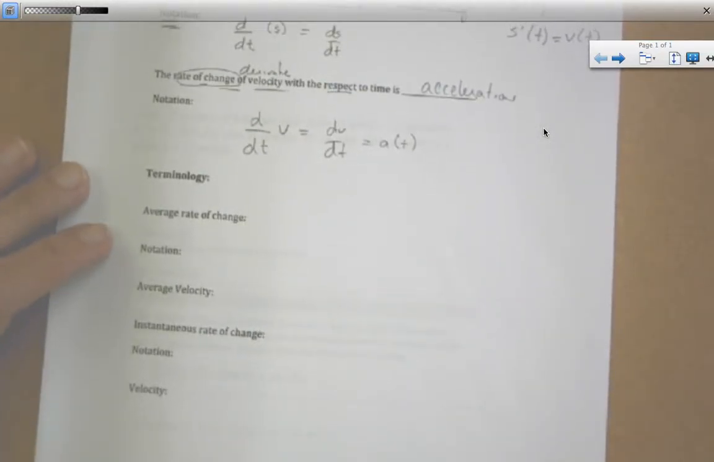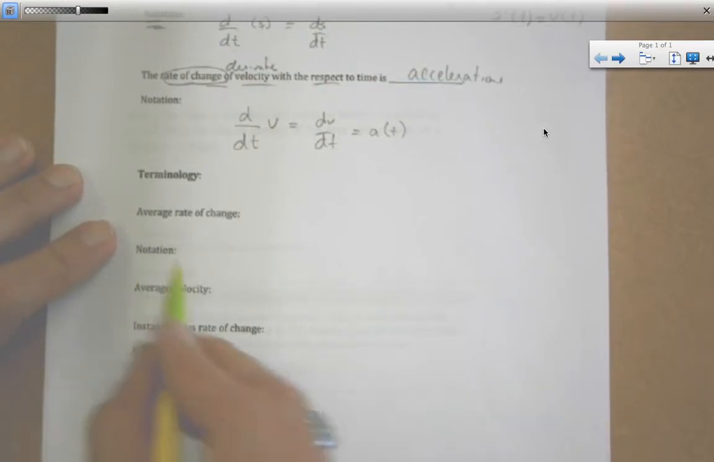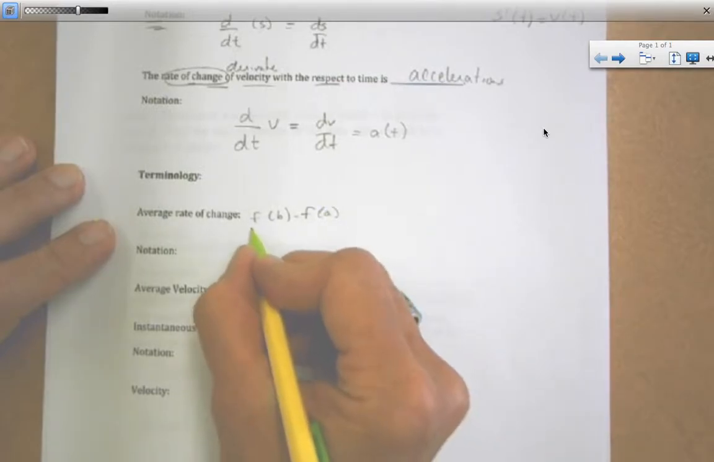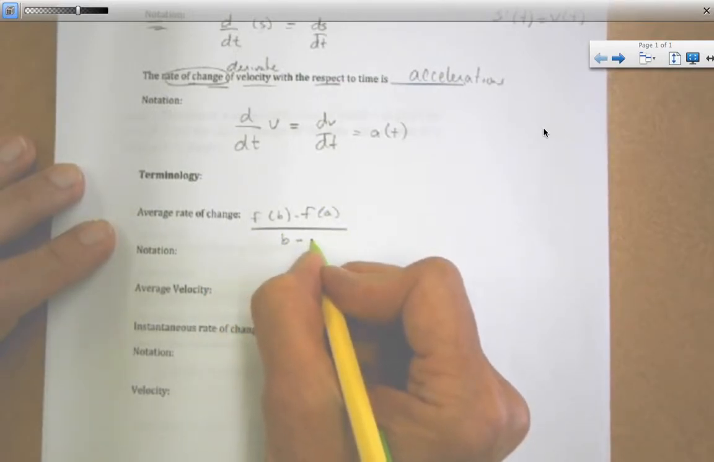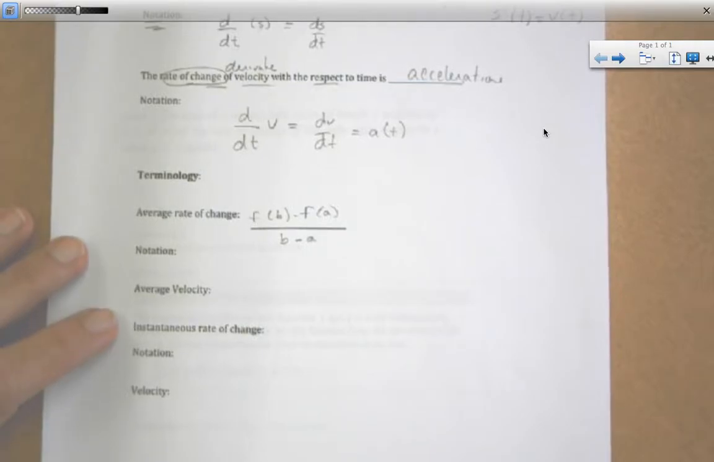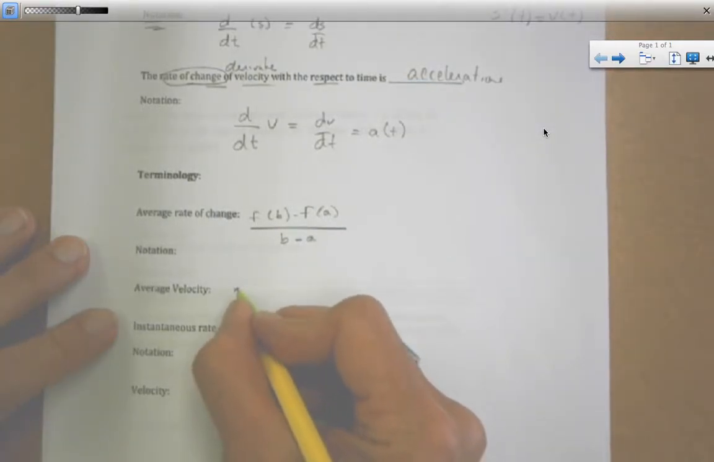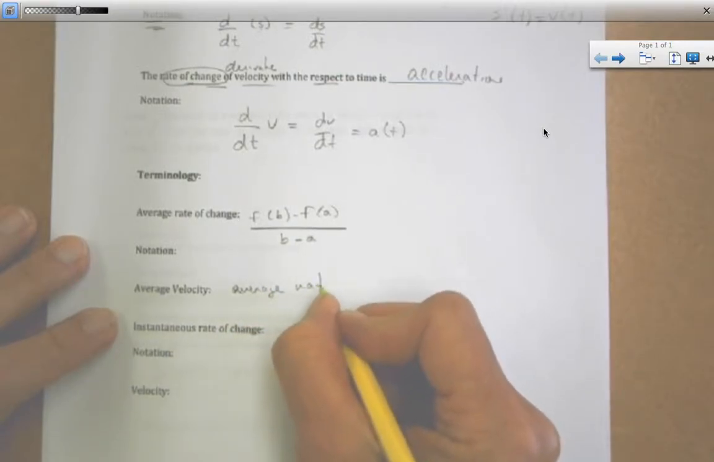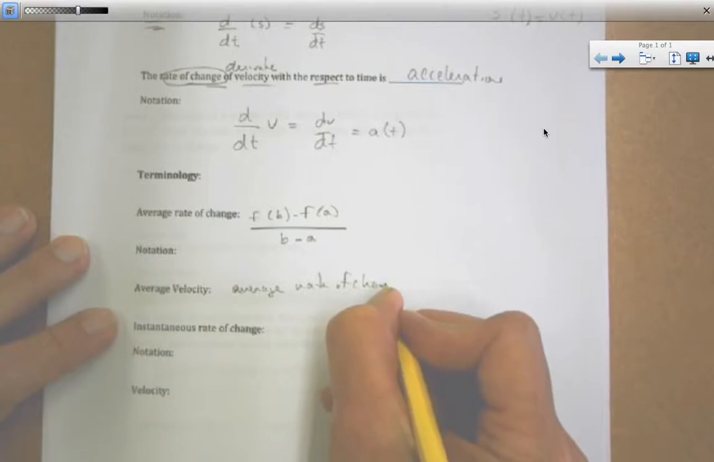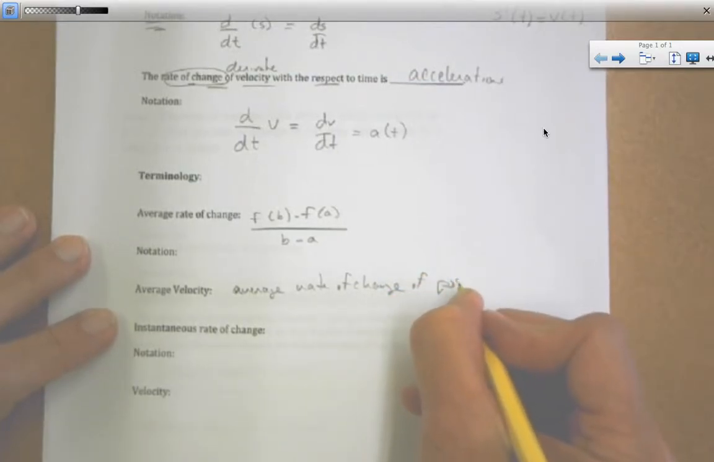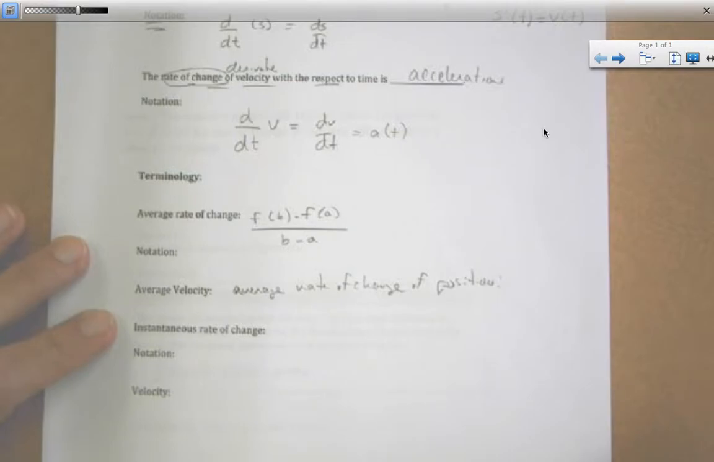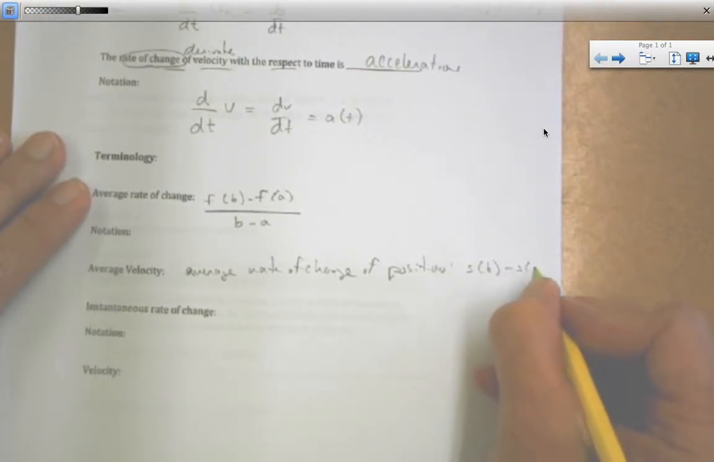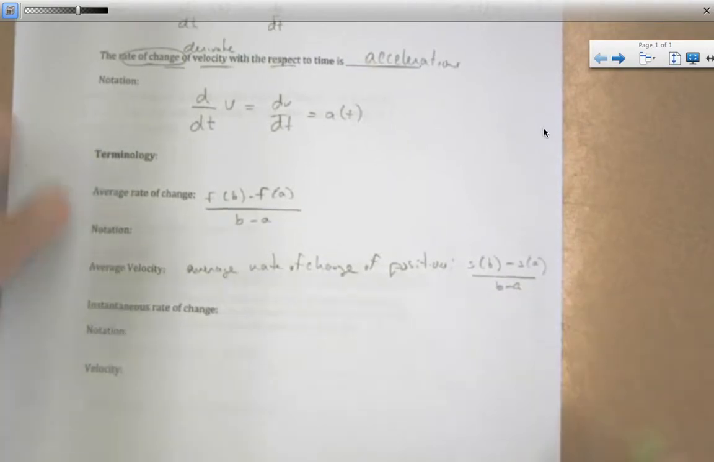Again, going back and reviewing, the average rate of change, if it's any kind of function, and it has to be on a closed interval, is f of b minus f of a over b minus a. Average velocity is the average rate of change of position. So our average rate of change of position is s of b minus s of a over b minus a.